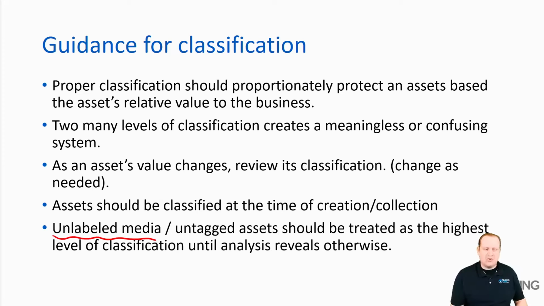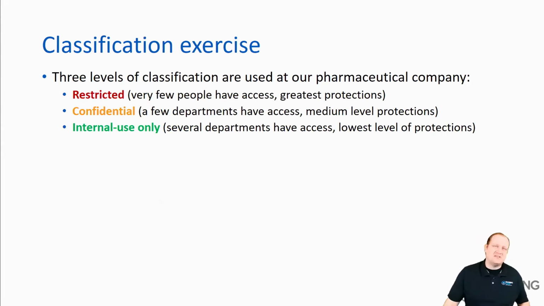Anything that is unlabeled, anything that is untagged should be treated as the highest level of classification until some analysis reveals otherwise. If you stumble across a file and you're like, wait a minute, this thing wasn't properly classified, it's reasonable to set it to the highest level for a given system, again, until someone tells you otherwise. This brings us to the end of this section and a little exercise.